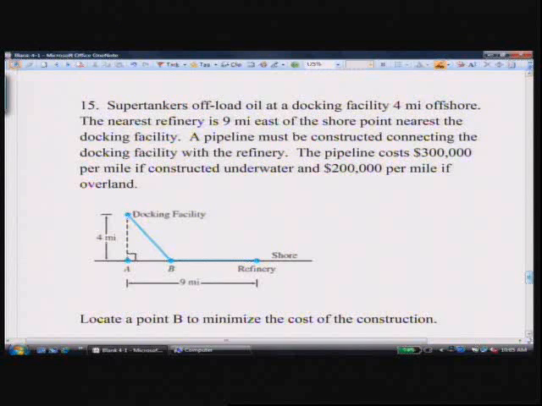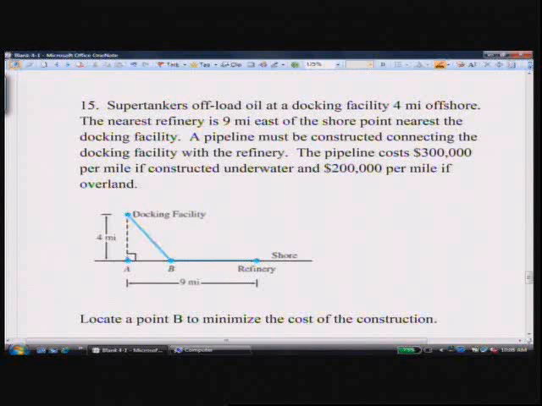All right. So you can kind of imagine probably an expensive way to do it, maybe, would be to go straight here from the docking facility, the very shortest distance possible to the shoreline. And the reason you might do that is because it's most expensive to construct it underwater. So you want to do the shortest possible amount. Does that make sense? And then you would go straight to the refinery, right? But it's possible that there may be a location where you could go here and then to here, and it would minimize the cost.